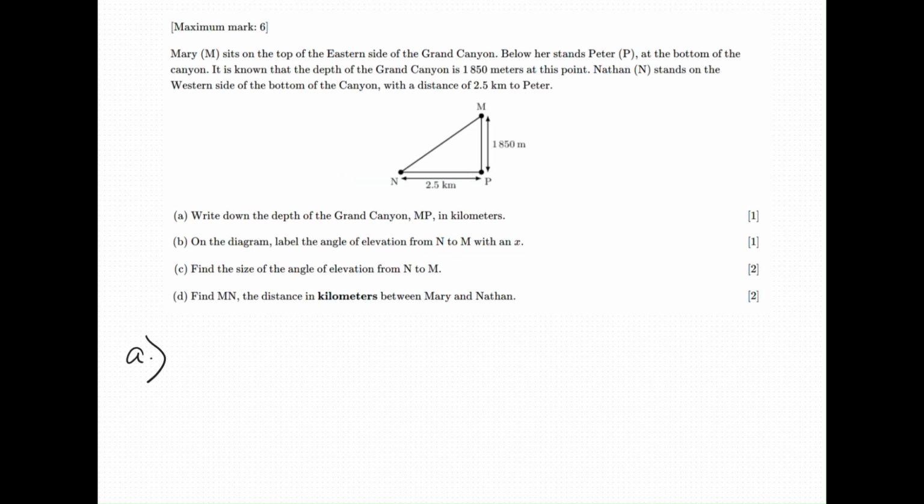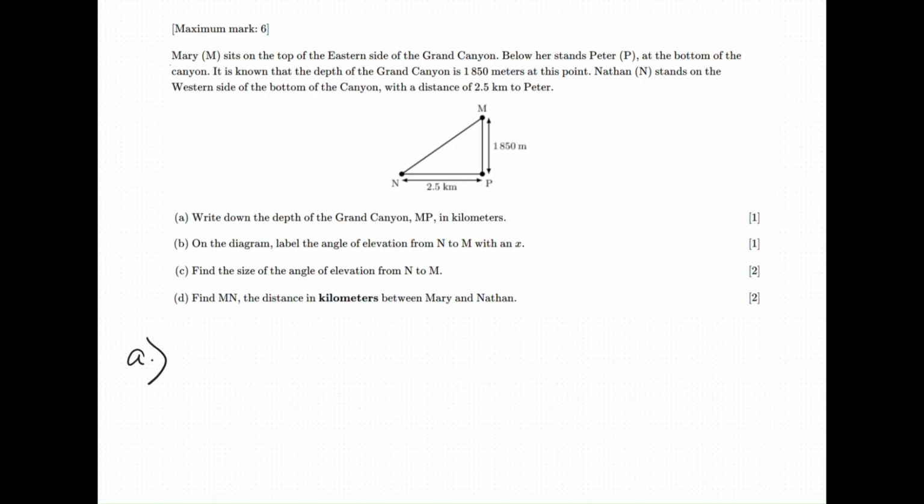So first you can look at the question. It says Mary M sits on the top of the eastern side. Below her stands point P. Peter is on the depth is 1,250 meters at this point. Nathan stands on the western side, which is a distance of 2.5 kilometers to Peter. And it says write down the depth of the Grand Canyon MP in kilometers.